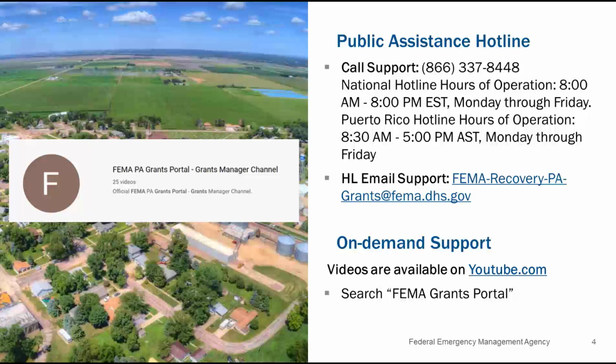For technical assistance with Grants Portal or Grants Manager, you can call the PA Grants Portal Grants Manager hotline at 866-337-8448. National hours of operation are 8 a.m. to 8 p.m. Eastern, Monday through Friday. In Puerto Rico, hours are 8:30 a.m. to 5 p.m. Atlantic, Monday through Friday. The hotline can also be reached by email at FEMA-recovery-PA-grants@fema.dhs.gov.